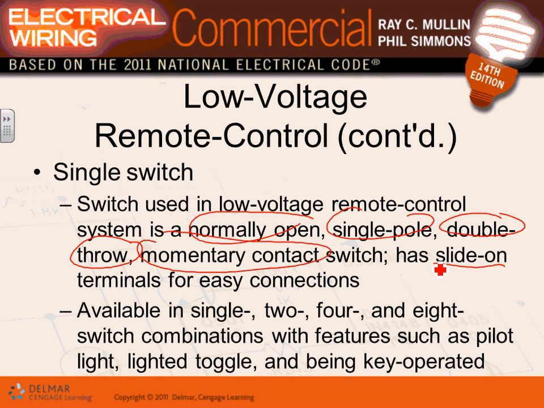Availability, you can have them in single, 2, 4, and 8 switch combinations. So you can have a single switch, 2 switches, 4, or up to 8 in a combination in a wall. They're so easy, guys. You can fit them in a single gang box. You can fit 6 low voltage switches in one single gang box.